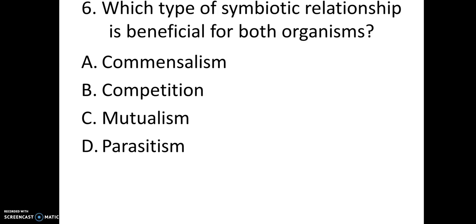Question 6 says, which type of symbiotic relationship is beneficial for both organisms? Is it A, commensalism, B, competition, C, mutualism, or D, parasitism? So mutual for both. Mutualism. Beneficial. The feeling is mutual. That is beneficial for both.